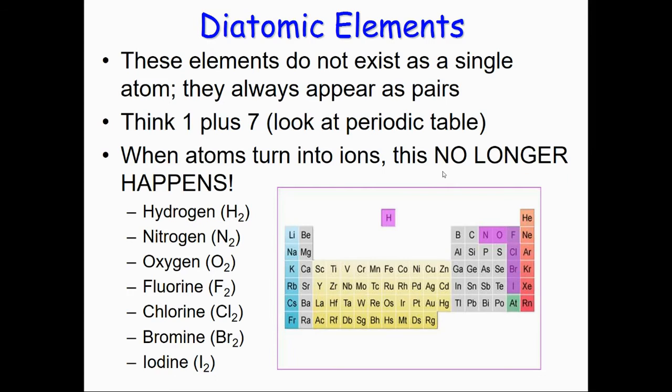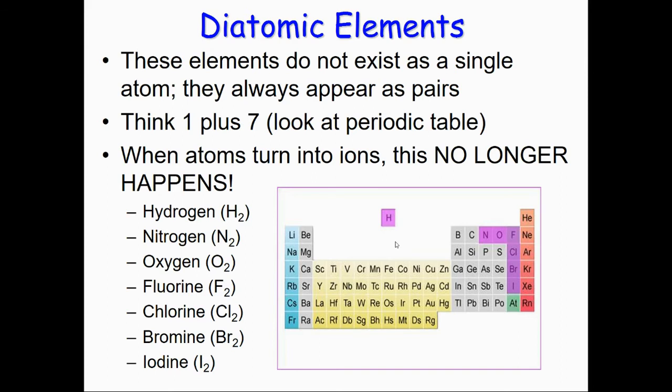There are 7 of these. There is hydrogen, nitrogen, oxygen, fluorine, chlorine, bromine, iodine. So it's shaped like a 7 on your periodic table, plus a 1, because hydrogen is always that oddball we talked about. Shaped like a 7, there's 7 of them, and then this one right here. Okay? These guys do not like to exist by themselves.